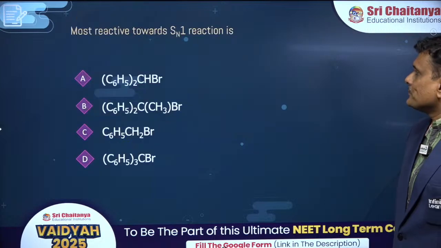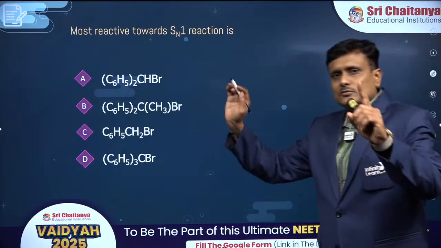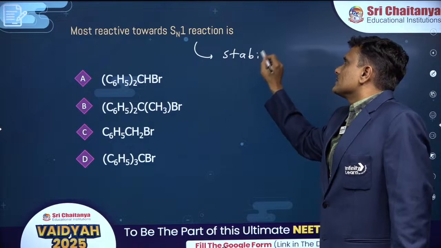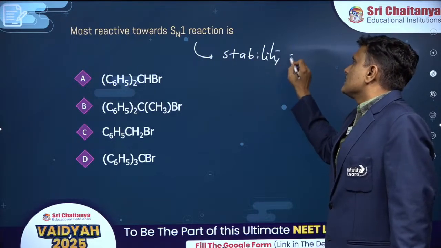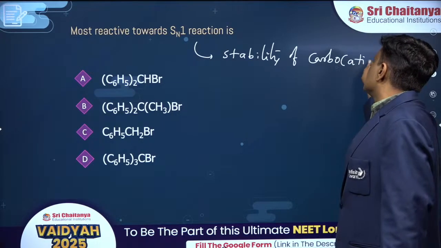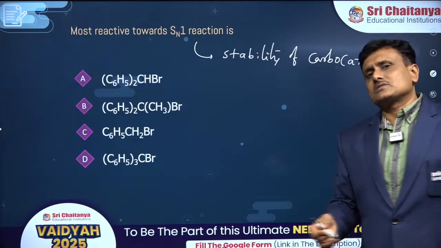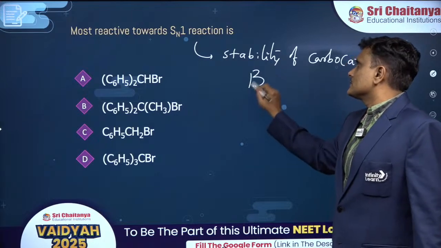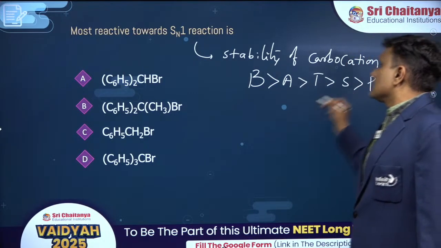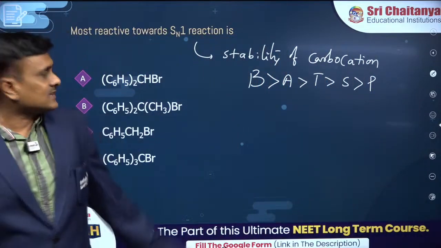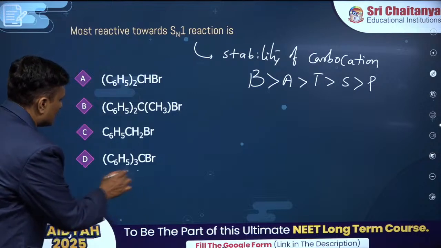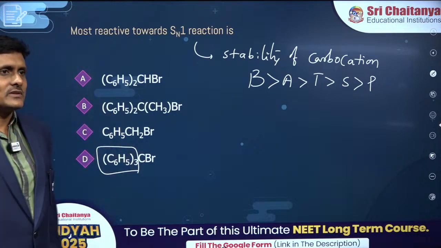SN1, as soon as you see SN1, remember stability of carbocation. That's all, only one factor. SN2, steric repulsions, that's all. Which one has the most stable carbocation? Always remember BATSP. Benzylic, allylic, tertiary, secondary and primary. The more benzylic, the more stable, and the more is the reactivity.